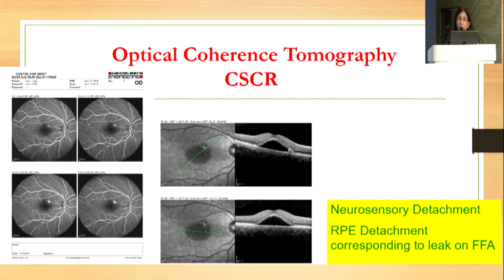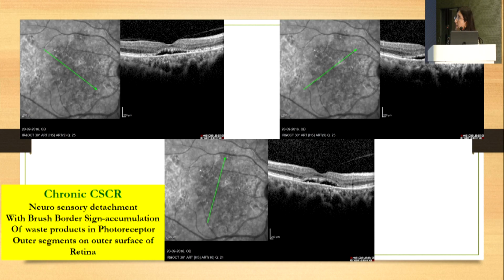Now coming to another common entity, CSR. Here you will have subretinal fluid, but at times you may see a small PED, which is the site of actually the leak in the FA. In chronic CSR, similar you will have SRF, but you will also see this irregularity here. This is called the brush border sign. This is due to accumulation of waste products in the outer photoreceptor layer and the outer retinal layers.